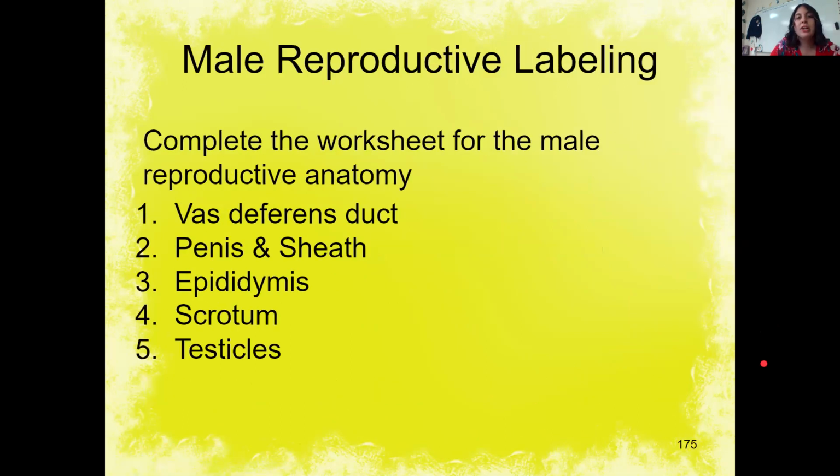So what you guys are going to do, very similar to what you did yesterday with the female reproductive labeling, you're going to take the male reproductive labeling worksheet that's posted on Canvas for you, and you are going to label these 5 pieces. You're going to label the vas deferens. You're going to label the penis and the sheath. You're going to label the epididymis. And you're going to label the scrotum and testicles, which should be pretty easy considering we just walked through everything that you need to know on this recorded lecture.